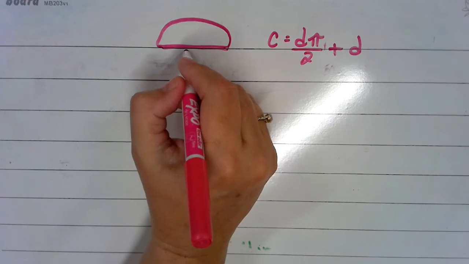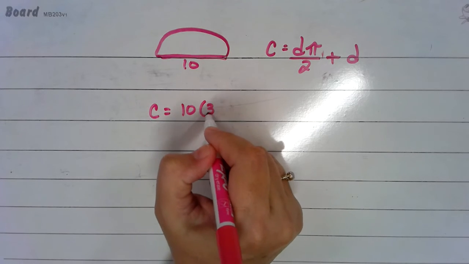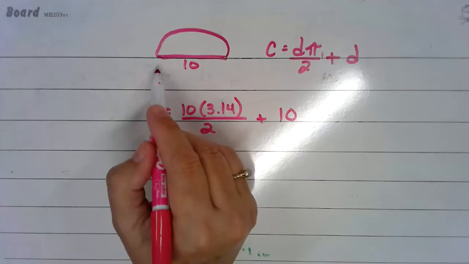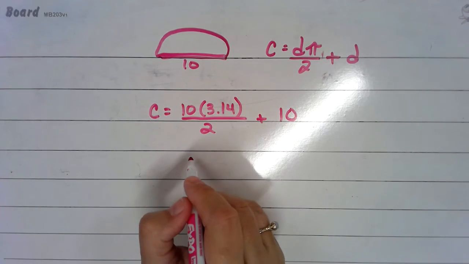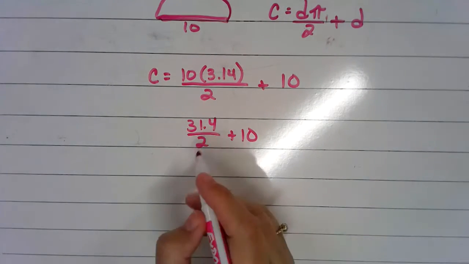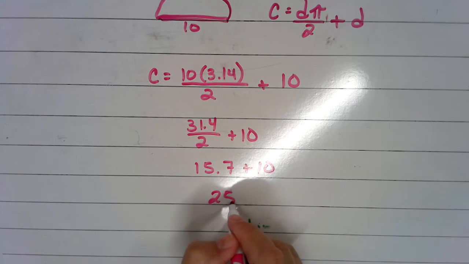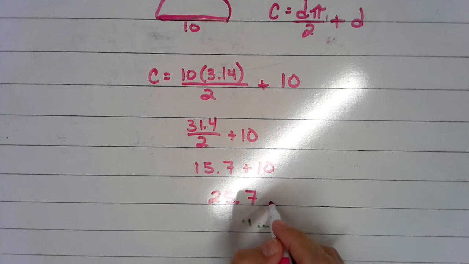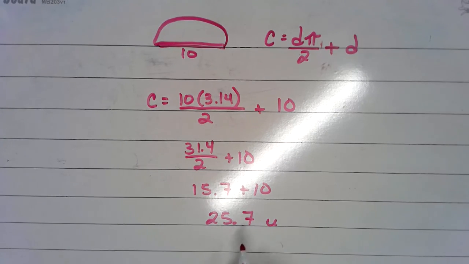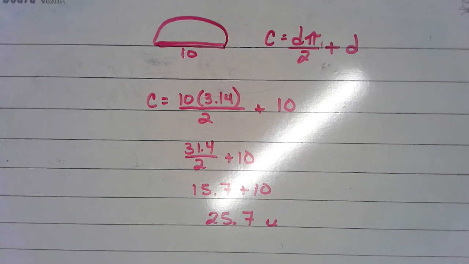Okay, so if I tell you the diameter is 10, so I'm going to do circumference equals 10 times 3.14 divided by 2, and I'm going to add this to it. Okay, so I get 31.4 divided by 2 plus 10. So I get 15.7 plus 10, which is 25.7, and whatever the units was. Okay, so that's how you find the circumference of a semicircle. Diameter times pi divided by 2, and then add the diameter. Okay, that ends this lesson.